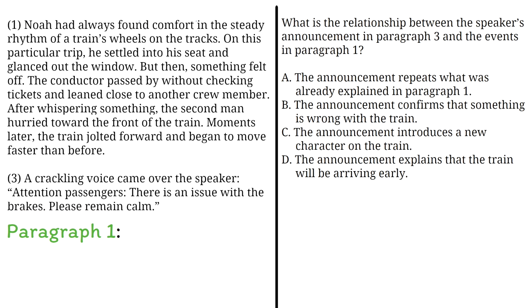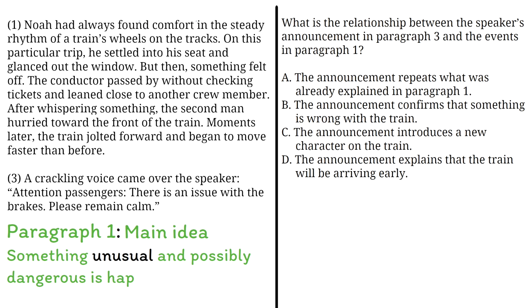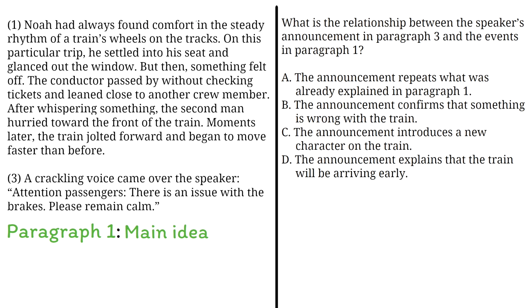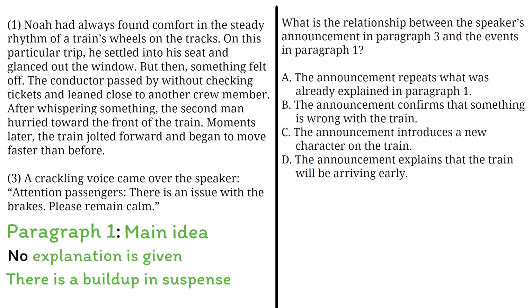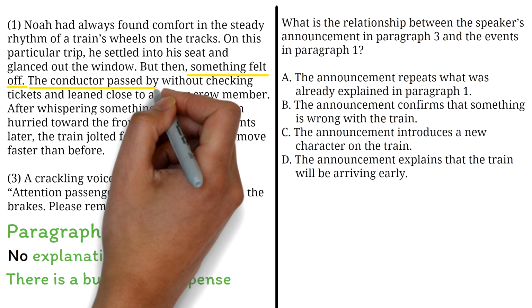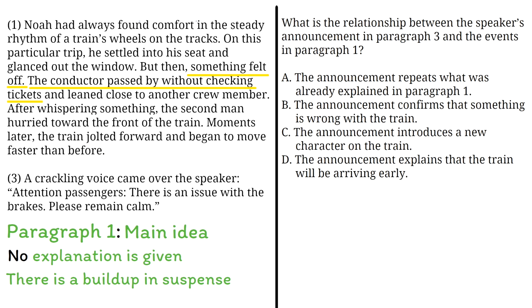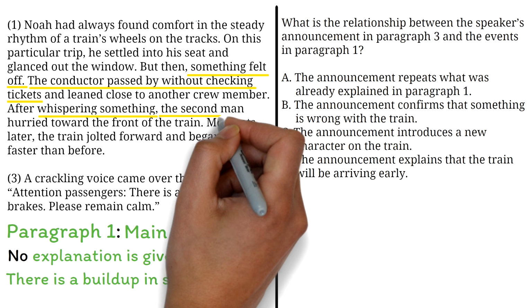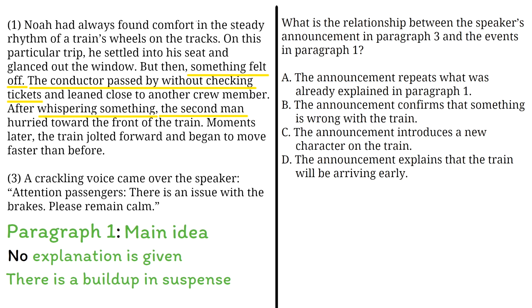So in the first paragraph, the main idea tells us that something unusual and possibly dangerous is happening on the train, even though no one has explained it yet. There is a buildup in suspense here. We see this when something feels off. The conductor behaves strangely and passes by without checking tickets, then whispers to another crew member. That crew member then rushes to the front of the train, and suddenly, the train starts to speed up.